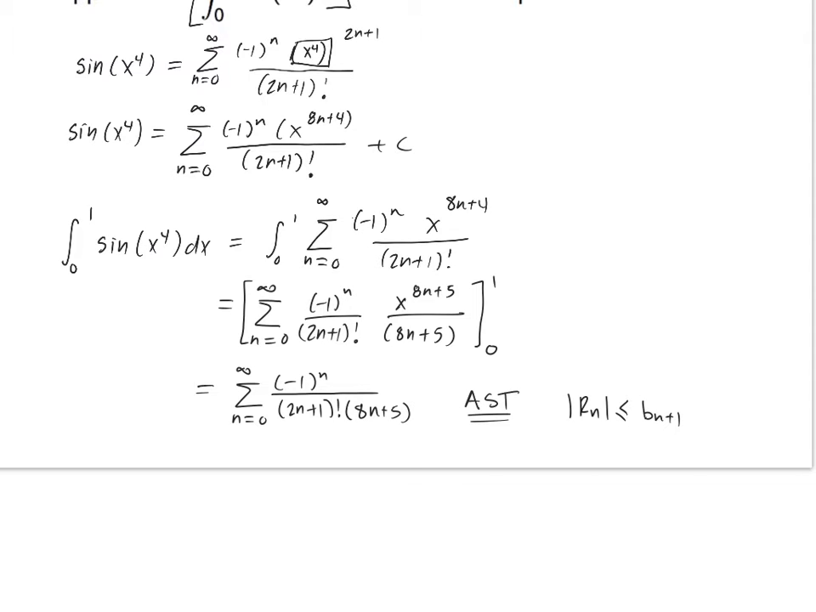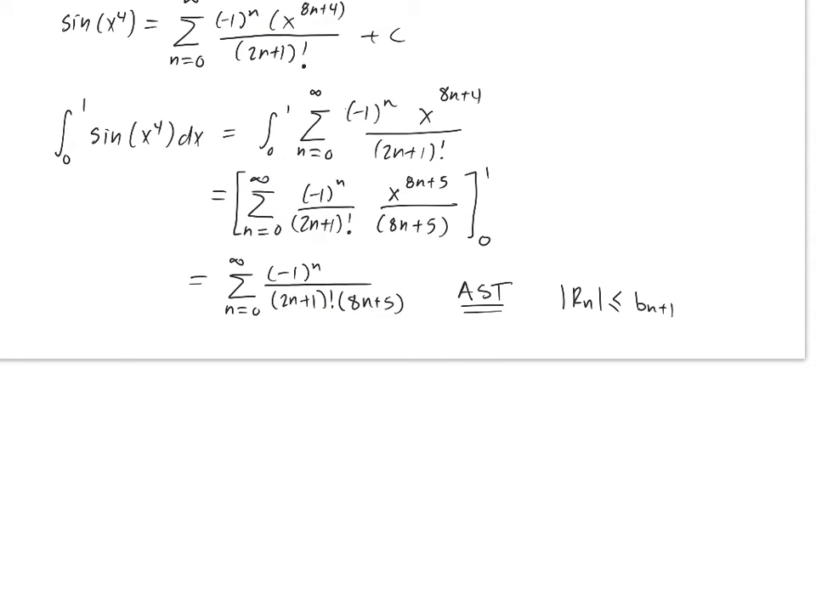And we want this accurate to how many decimal places? 4. So what that means is we want bn plus 1 to be less than 0.00005, that's four zeros and a 5. And what is my bn anyway? One over 2n plus 1 factorial, times 8n plus 5. So we can multiply that out.